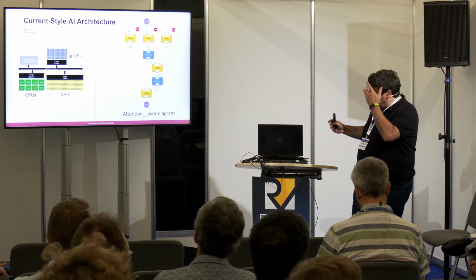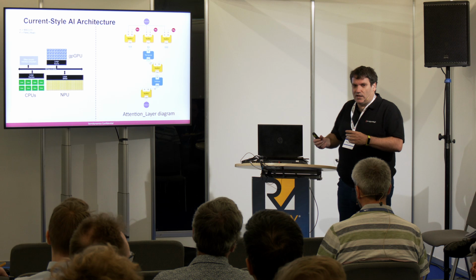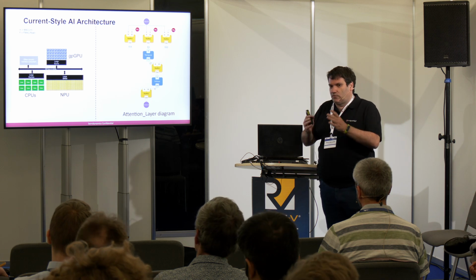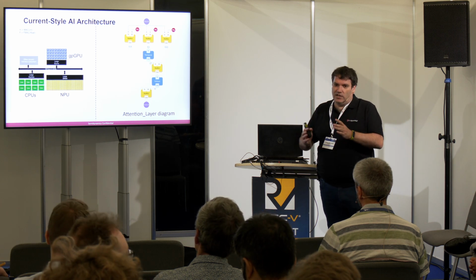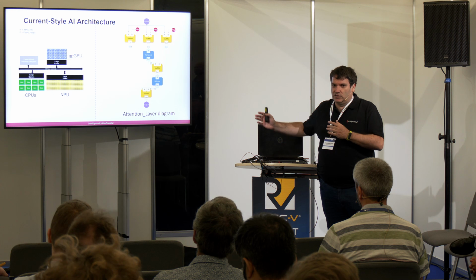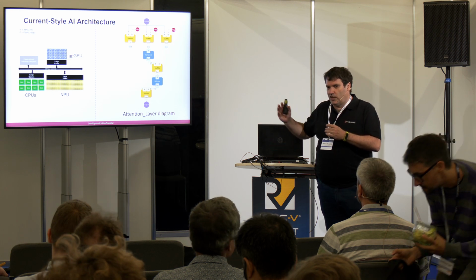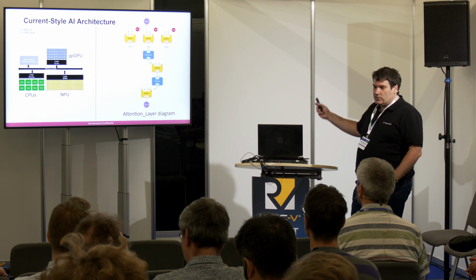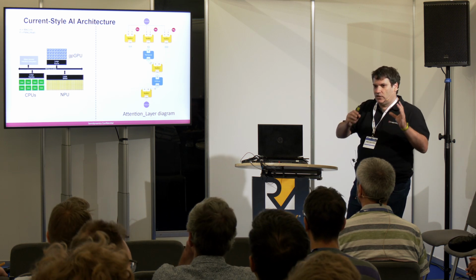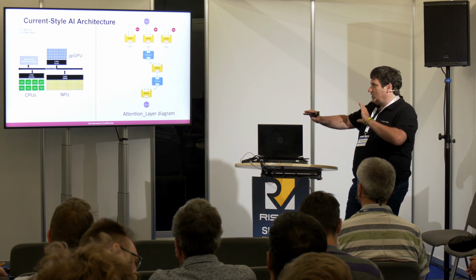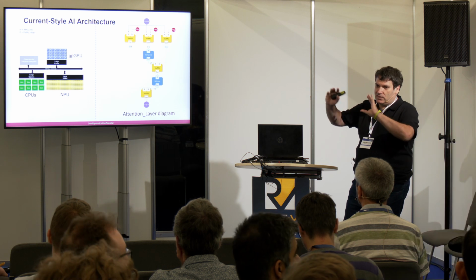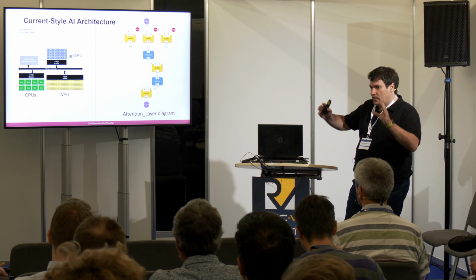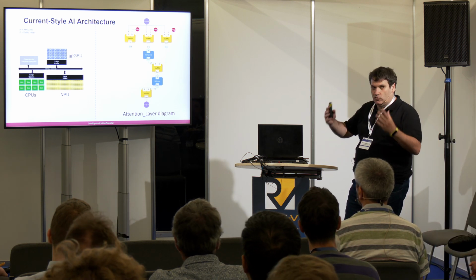So if we take a quick look at a really common block, the attention layer in AI applications, common in Llama2 and others, we can see that there are a bunch of matrix multiplications. It means that the core has to send all the data, big matrices, to this NPU, which does these multiplications really fast.